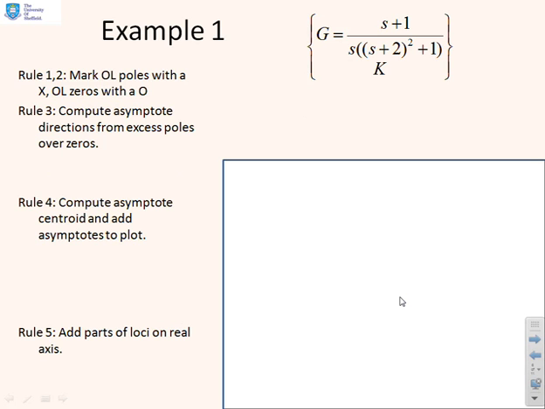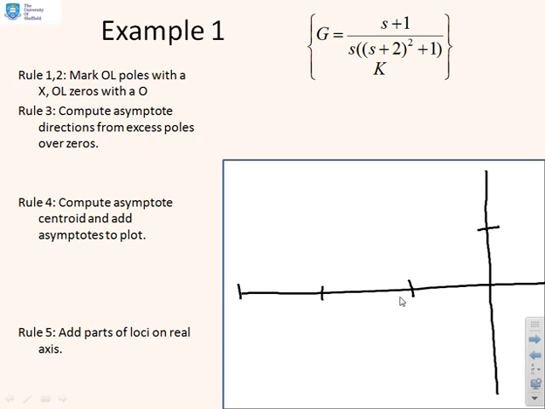So first example. G equals s plus 1 over s times s plus 2 squared plus 1. So the first thing we need to do is give ourselves an appropriate axis. So I'm going to mark an axis here with scales a bit like that, where those marks basically denote 1, 2, 3 and so on. Now you can see that we've got open loop poles at -2 plus or minus j. So therefore I've got an open loop pole here and an open loop pole here.